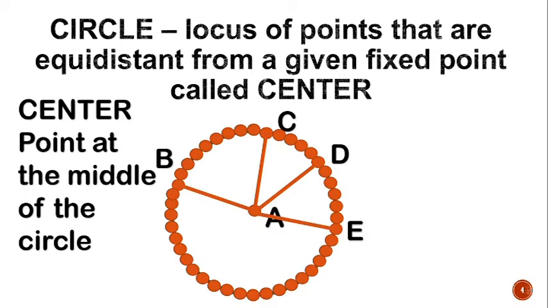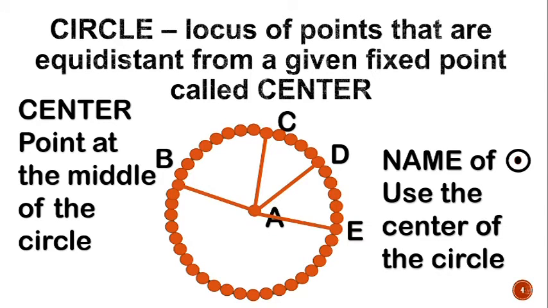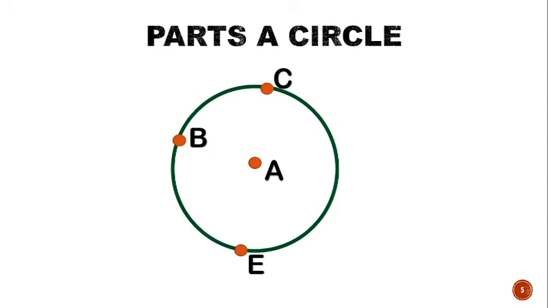Okay. So, center is the point at the middle of the circle. The name of the circle, in naming a circle, we use the center of the circle and we call it circle and then the letter. And parts of a circle. Okay, we have points B, C, and then E on the circle, and then we have the center at A.